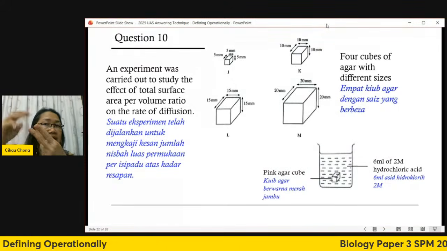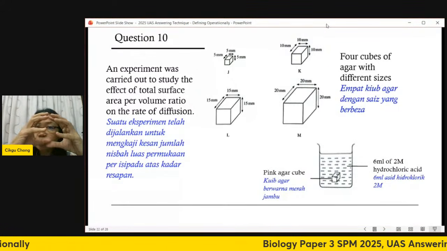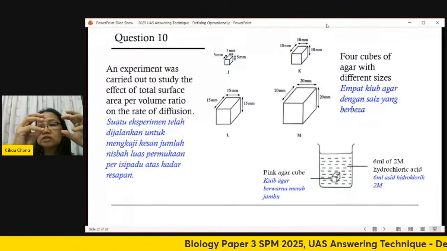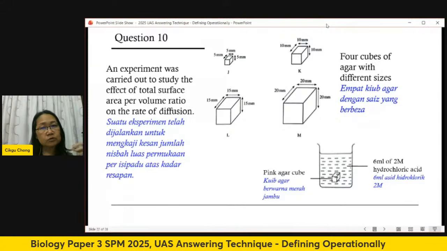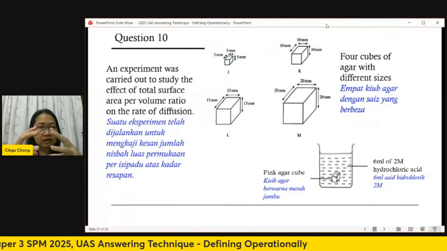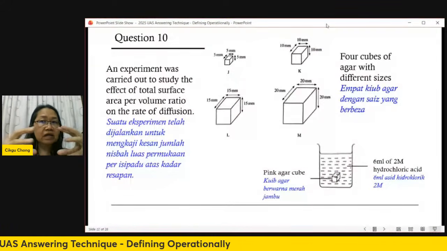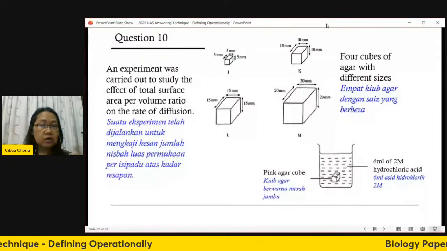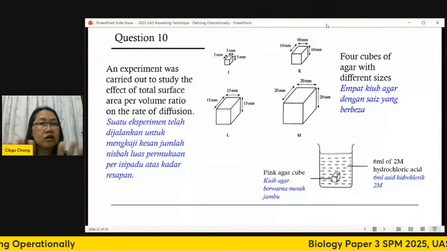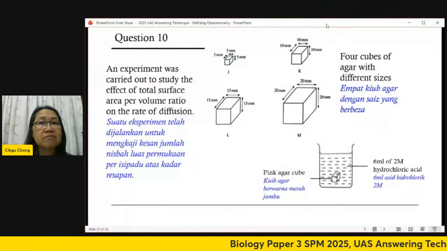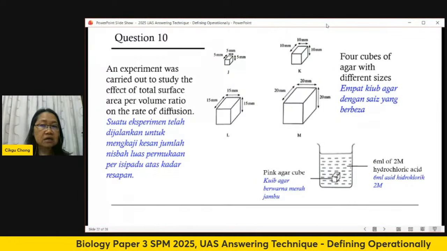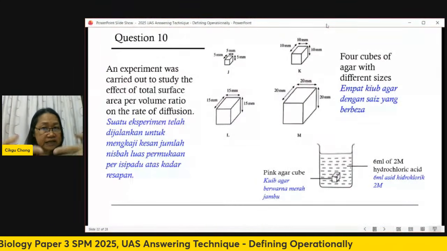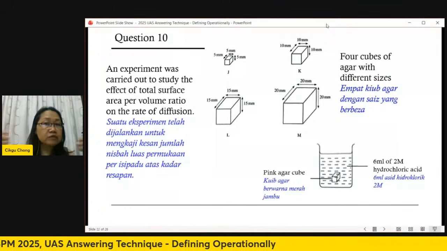Phenolphthalein plus alkaline, you get pink color. So the entire cube here is pink color. But once you put it in acid, the acid will diffuse inside. It will react with your alkaline. It becomes neutral. When it becomes neutral, the pink color of the phenolphthalein will disappear. So you want to see how fast the hydrochloric acid goes inside, or you call it diffusion.